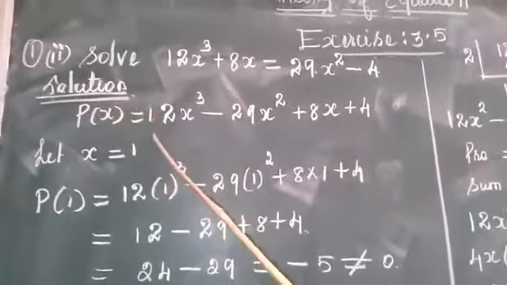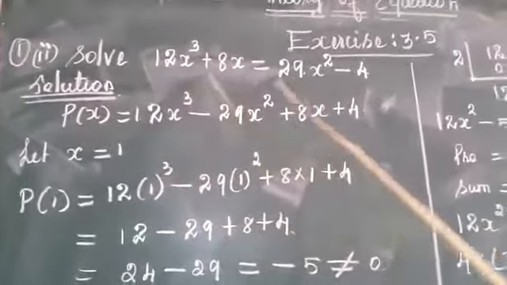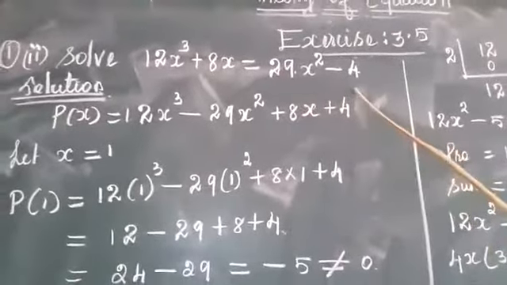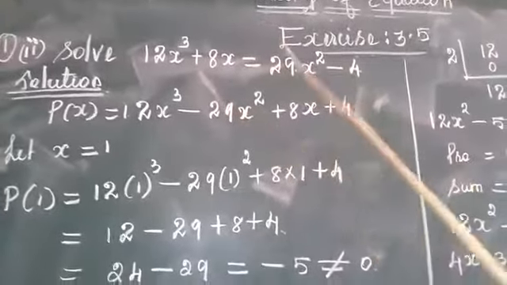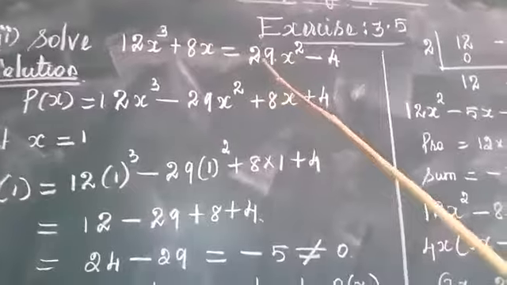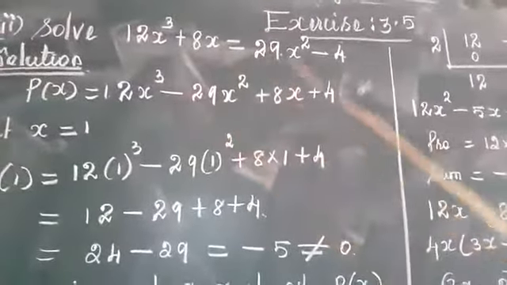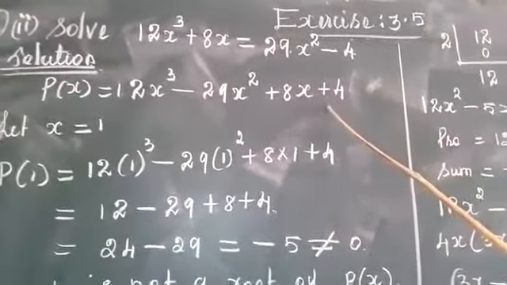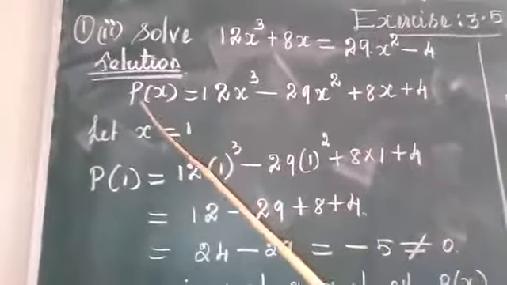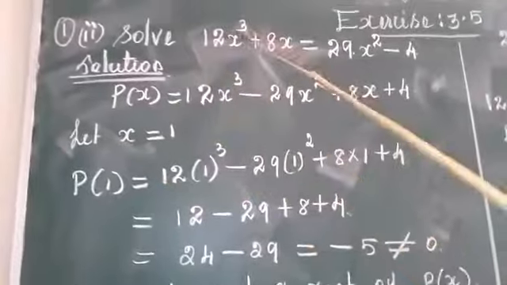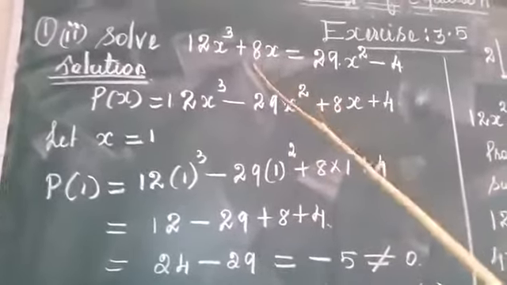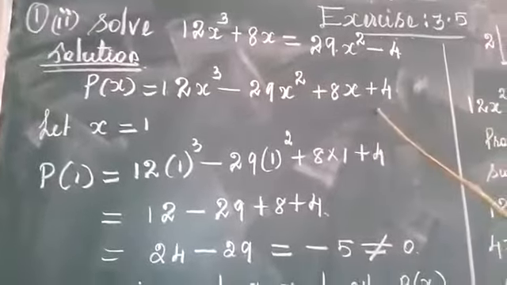The solution: here we are going to rearrange this equation. We are going to bring all these terms from the right hand side to the left hand side. While you are changing their side, the sign will change. Positive will change into negative and negative will change into positive. So after changing, we are taking that equation as P of x. P of x is equal to 12x cube minus 29x square plus 8x plus 4.